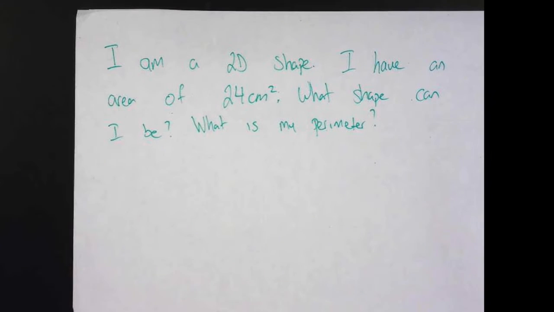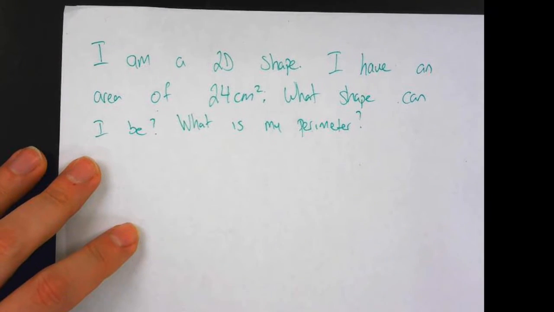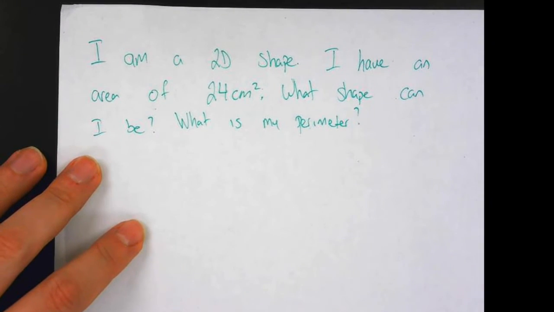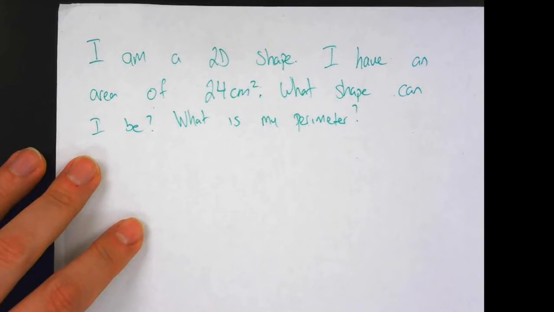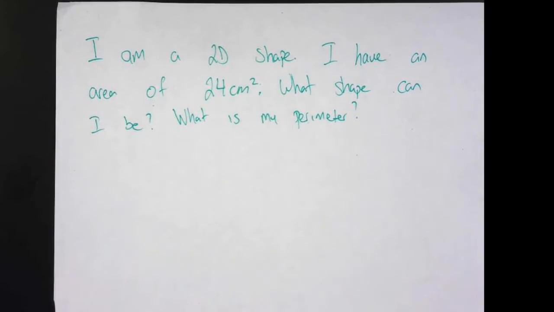Okay, today's math question. I am a 2D shape. I have an area of 24 centimeters squared. What shape can I be? What is my perimeter?